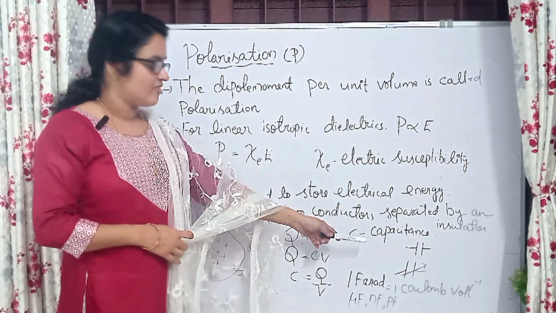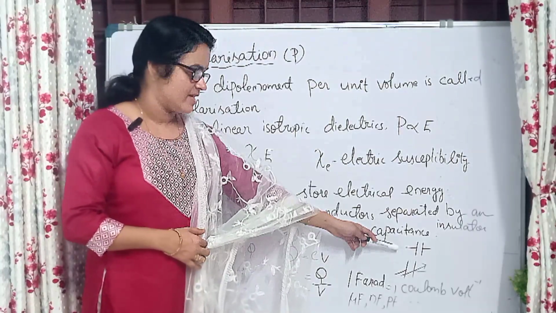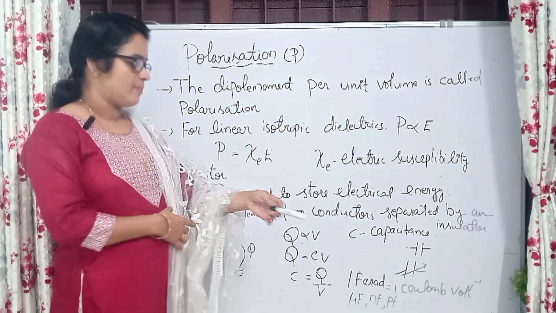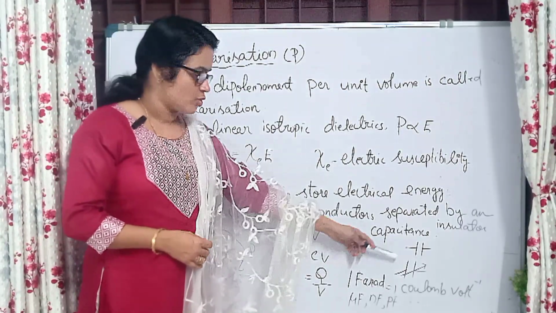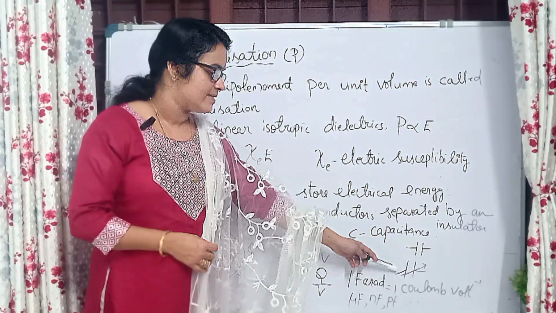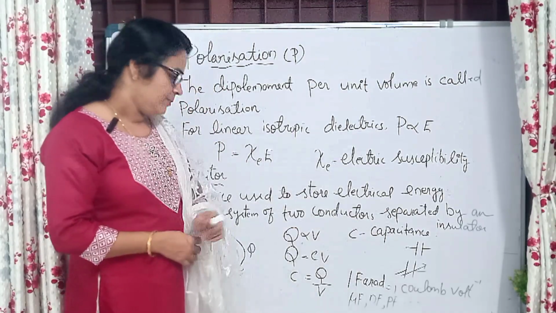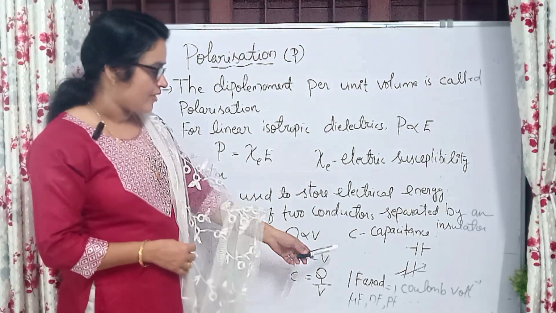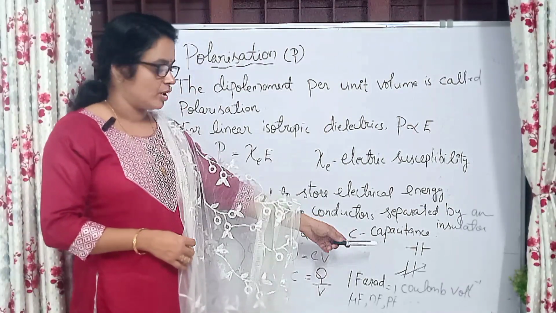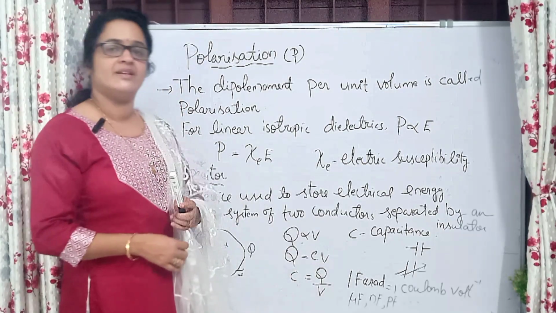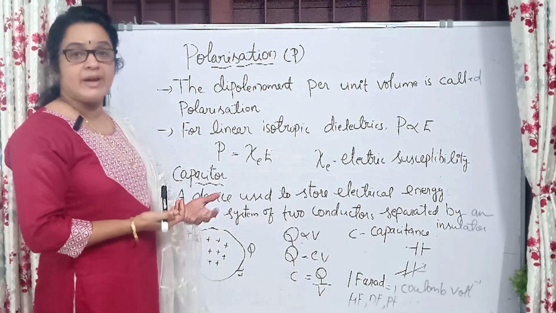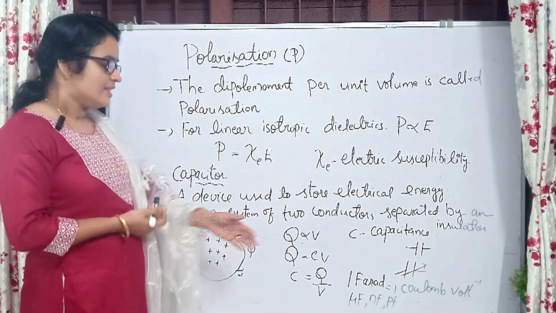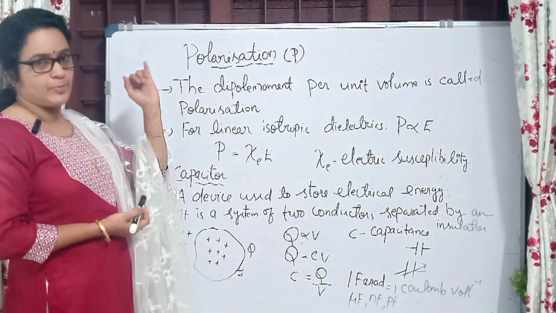The symbol of the capacitor is like this, and this is a variable capacitor. That means we can change the value of the capacitor during an experiment. Farad is the unit of capacitance. Farad means 1 coulomb per volt. Usually we use the units microfarad, picofarad or nanofarad, small units like that. So these points you have to understand.